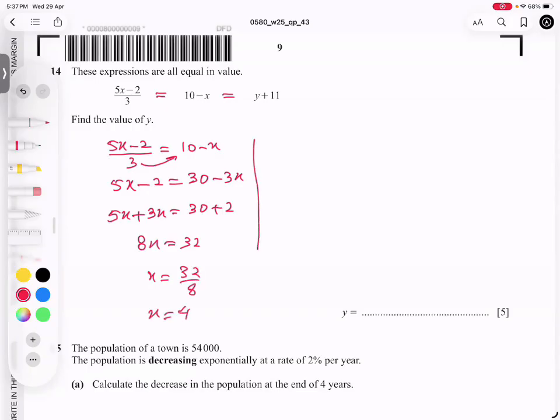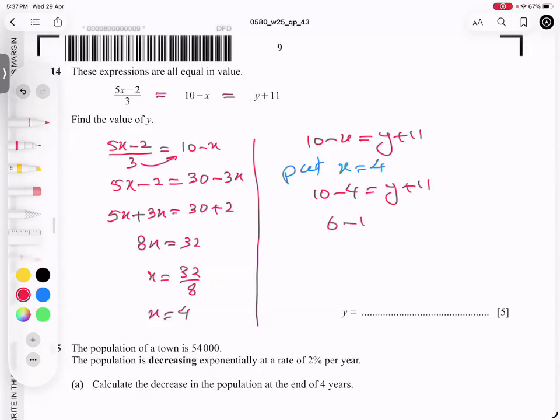Is the question done? No, half the question is done. Now I'm going to put them equal to each other. So I can say 10 minus x is equal to y plus 11. I'm going to put the x value here, x value 4. So when I put x value 4 here, students, 10 minus 4 is equal to y plus 11. Here I'm getting 6, and 11 will come on this side, and I get negative 5 is equal to y. So ultimately y is equal to minus 5. I hope the concept of the question is clear, and let's go for the next.